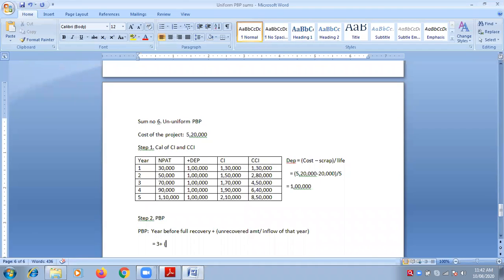Yes. So what is unrecovered amount? Year before full recovery is 3. Okay. What is unrecovered amount? Now look at the question, look at the table very carefully. Unrecovered amount is looking at the third year only. Coming at the third year, look at CCI column. What is the CCI of third year? 4,50,000.